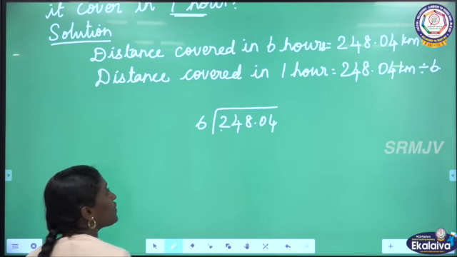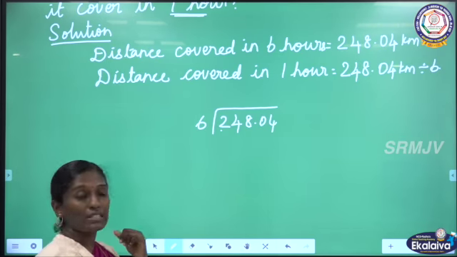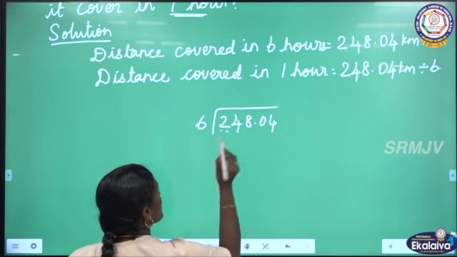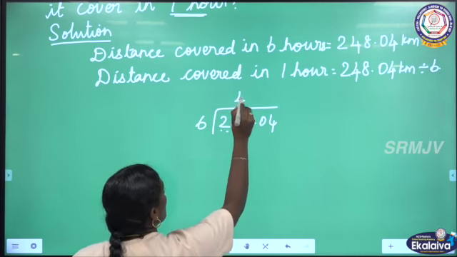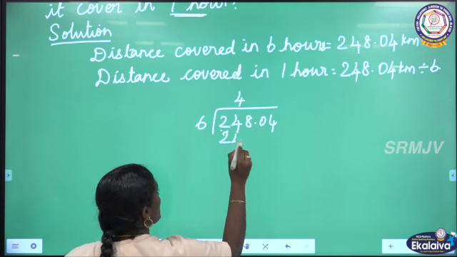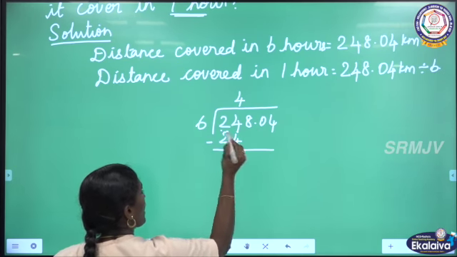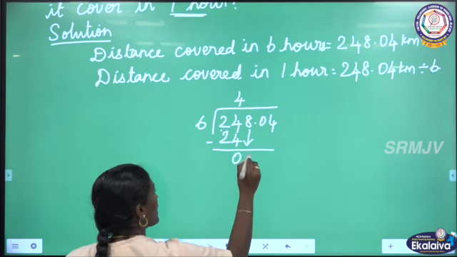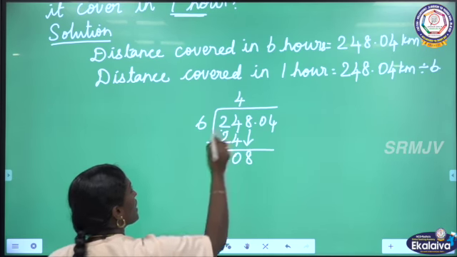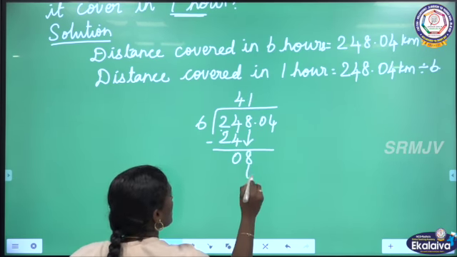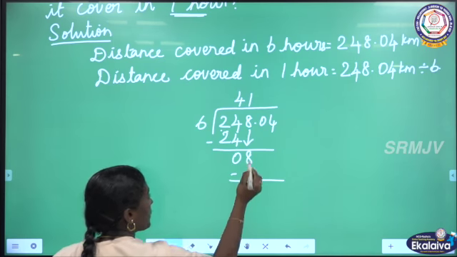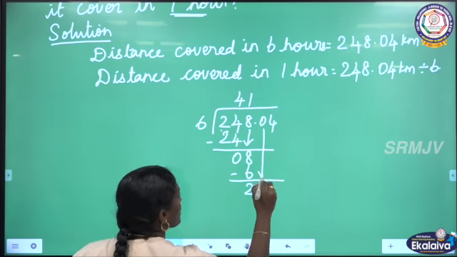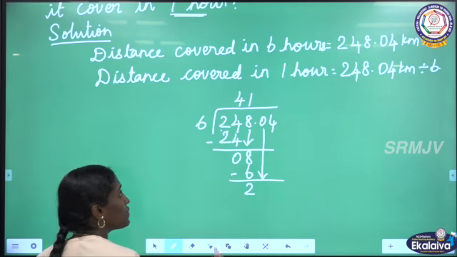Now we have to check the first digit 2, which is less than the divisor. So we have to take the two digits together. Now it's 24. In 24, 6 4s are 24. Now we have to subtract 24 minus 24, 0. Now we have to take the next digit 8. In 8, 1 times 6 is there, 6. 8 minus 6, 2. Now we have to take the next digit 0, which is in the decimal part.